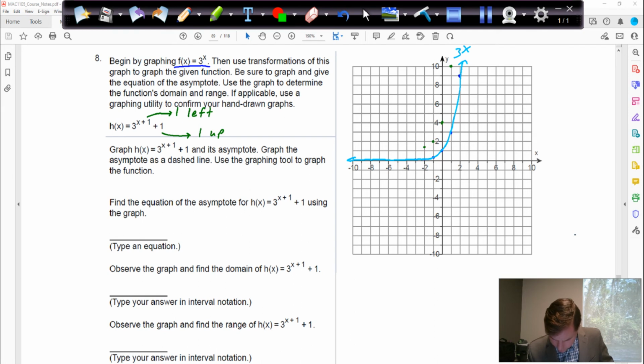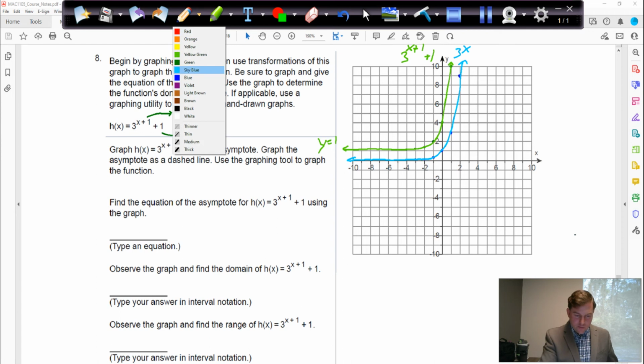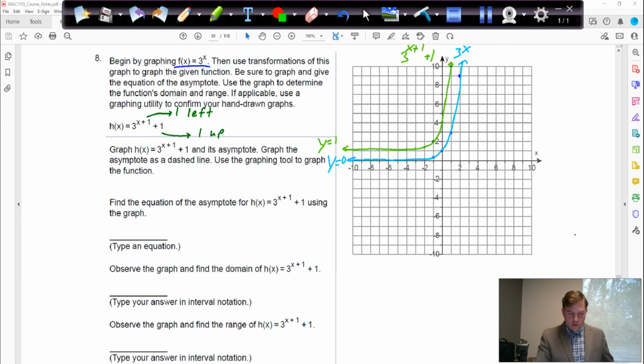These are harder to draw down here. Barely above this line, barely above this line. So the new curve would flatten out at 1 and then go up to infinity. So this is the curve, 3 to the x plus 1, plus 1. And notice that this one flattens out at positive 1, and the original one flattened out at y equal to 0. So this one up is going to translate to this new asymptote. So it's going to shift that asymptote up 1. So we'd say the asymptote for that is y equal to 1.